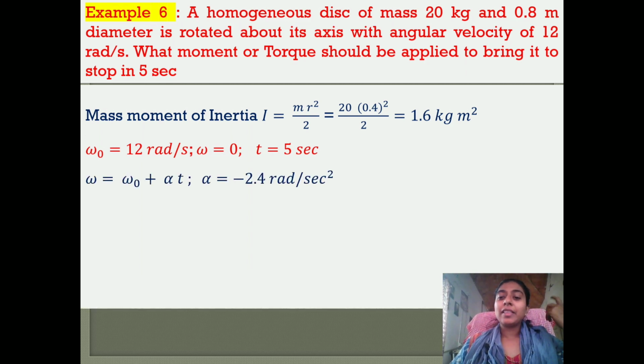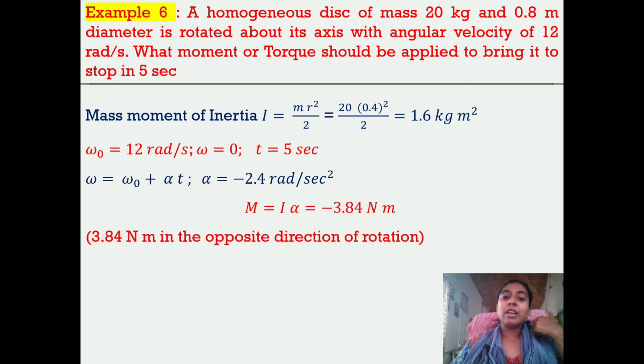By applying the equation of rotational motion, omega is equal to omega naught plus alpha t. That is v is equal to u plus at. So alpha is equal to minus 2.4 radians per second square. That is, the velocity is reduced. This is deceleration, that is why it is minus.